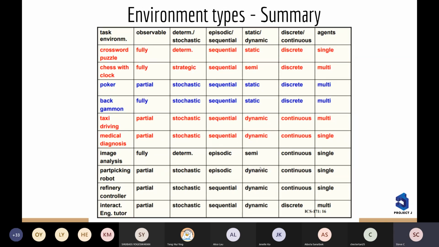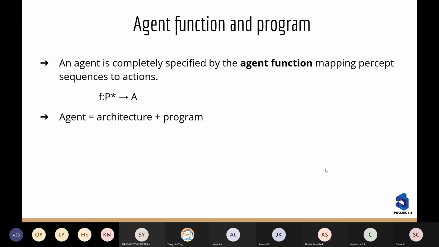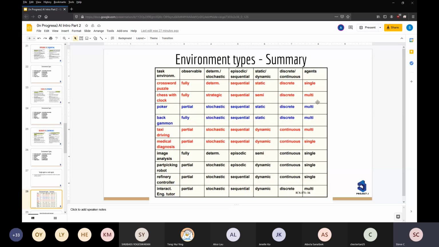And is it discrete or continuous? We would consider it to be continuous because there are many ways that the robot could go wrong, right? Maybe the robot might be off by 1 cm or 2 cm away from the box. Then is it working alone or working with others? In this case, from the picture that I showed you earlier, it is working alone. So it is a single agent. Right, so that's the end of part 2 of today's session.